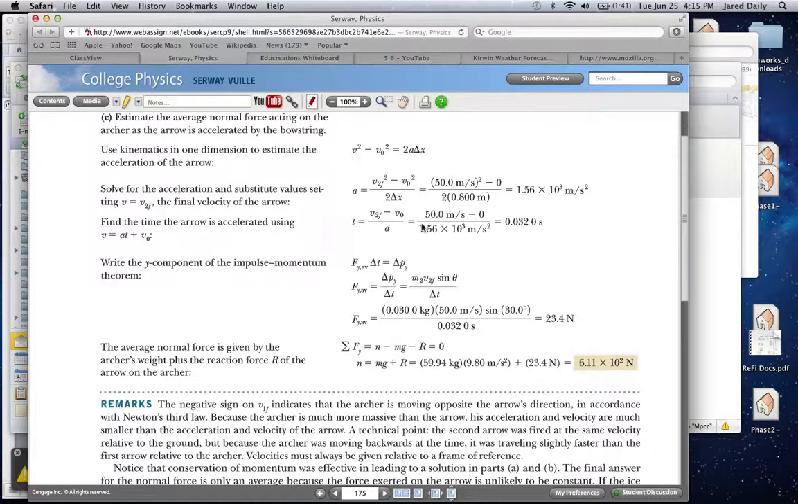And to calculate the time, they use the initial and final velocities again over acceleration. So it's a different kinematic equation. And then they want us to write the y component of the impulse momentum theorem. Well, in this particular case, we have this 30-degree angle, and so we're going to end up with a sine of that in there because we want the y component of that. And we calculate that using the same kind of methods we used up above.